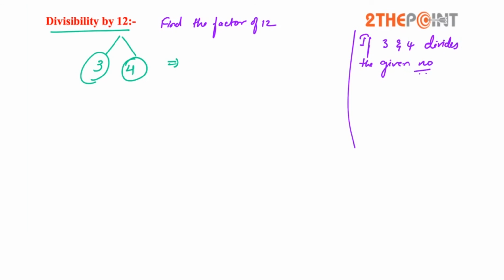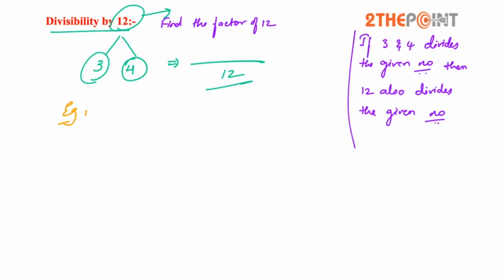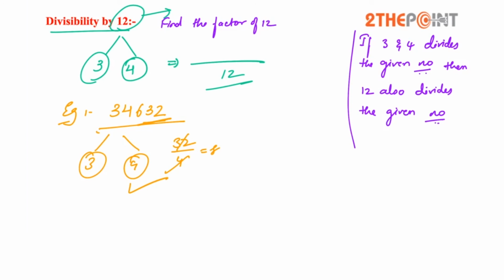Divisibility by 12. Find the factors of 12 first. The factors of 12 are 3 and 4. So if 3 and 4 divide the given number, obviously 12 is also said to divide the number. For example, let's consider the number 34632. Check whether it is divisible by 3 and 4. For 4, check the last two digits, 32. 4 8s are 32. So 4 satisfies the condition.